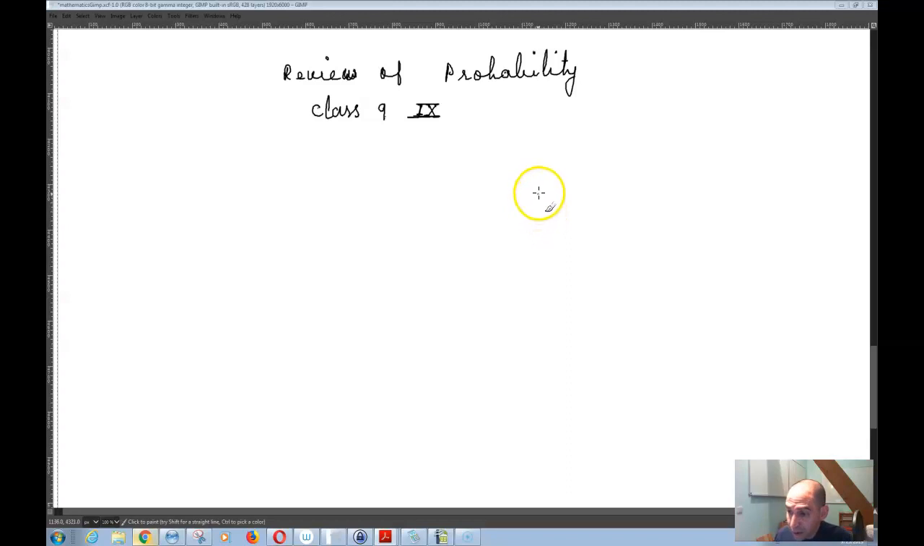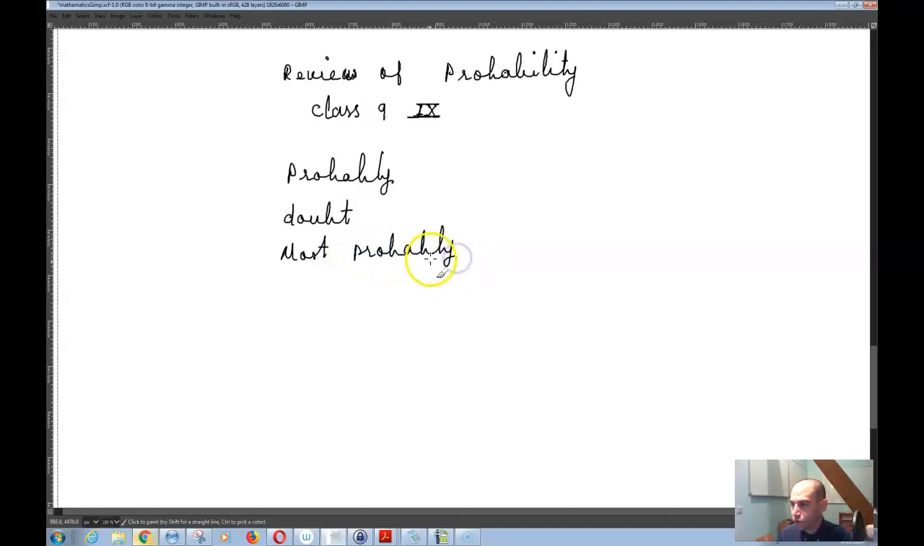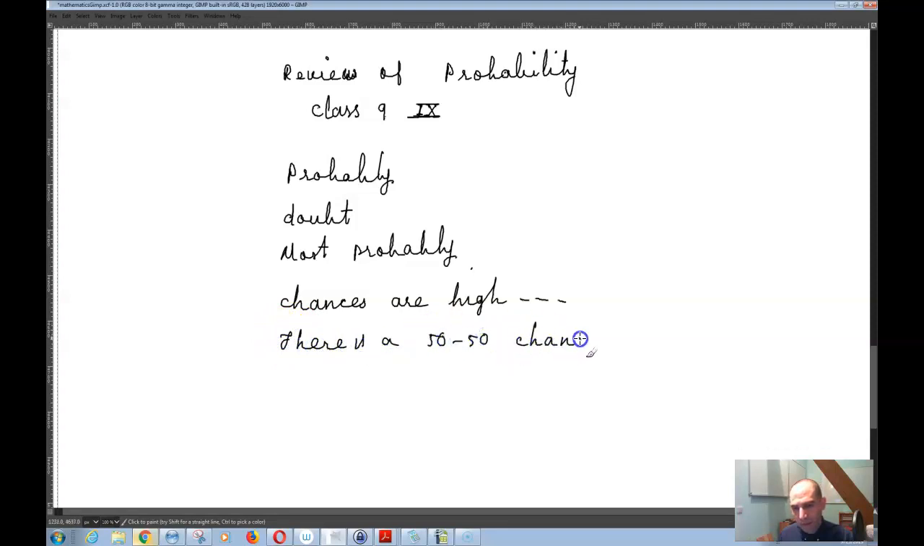So basically, we use words, for example, probably, doubt, the phrase most probably, chances are high, and there is a 50-50 chance, and so on and so forth. So these words: probably, doubt, most probably, chances are, or there is a 50-50 chance, and so on.